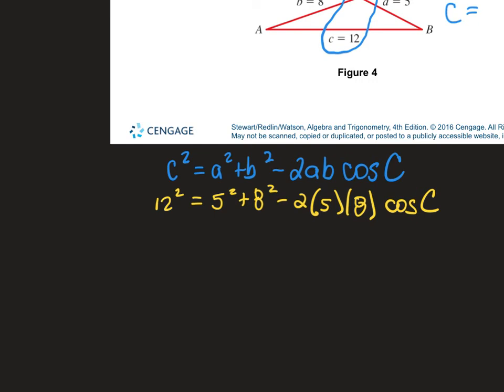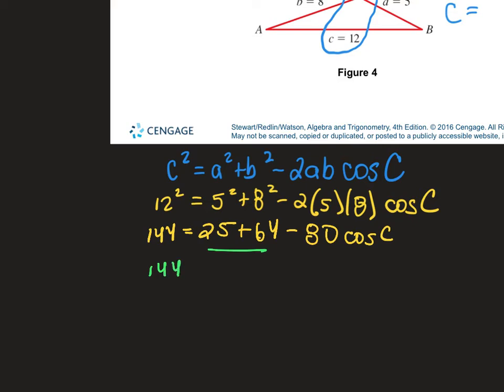So simplify here, guys. 12 squared is 144. 5 squared is 25. 8 squared is 64. 2 times 5 times 8 is what? 80. So minus 80 times the cosine of C. Everybody with me so far? Okay, simplify a little bit more. What is 25 plus 64? 89, minus 80 times the cosine of C.